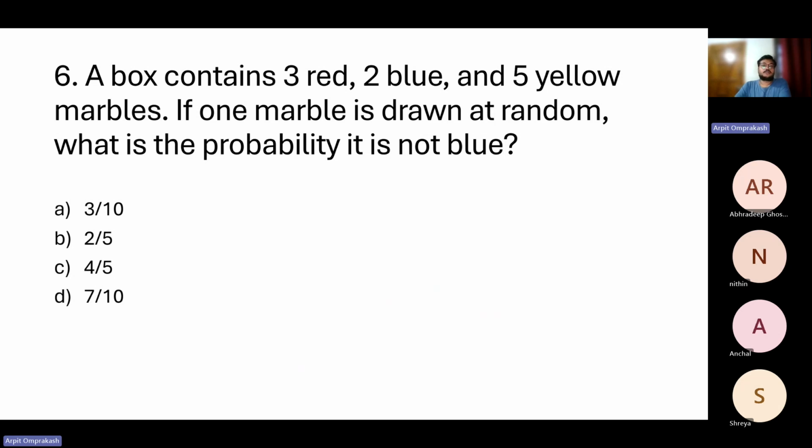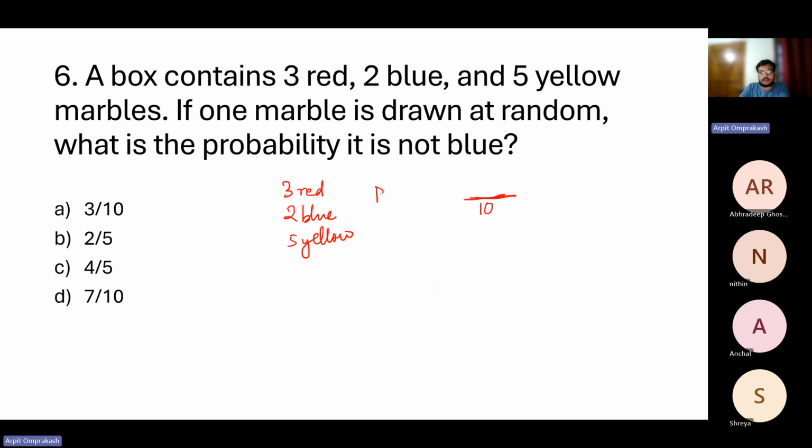Number 6. A box contains 3 red, 2 blue, and 5 yellow marbles. If one marble is drawn at random, what is the probability that it is not blue? So inside the box, we have 3 red, 2 blue, and 5 yellow. We are randomly drawing a marble. So the total number of marbles is basically 10, and that will be our denominator for any probability that we calculate here.